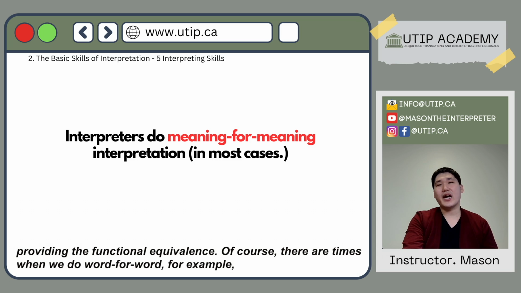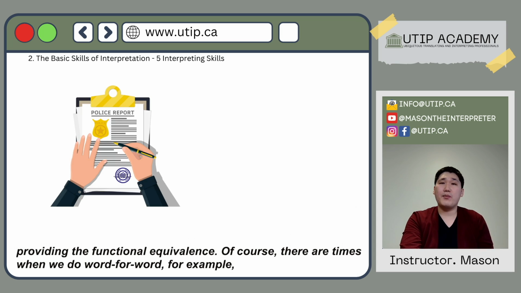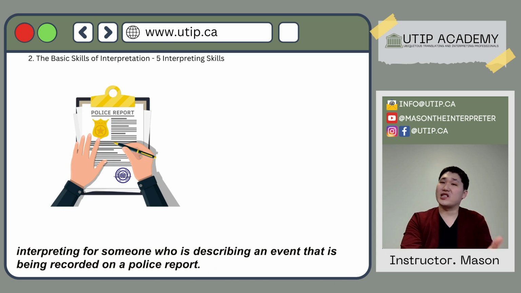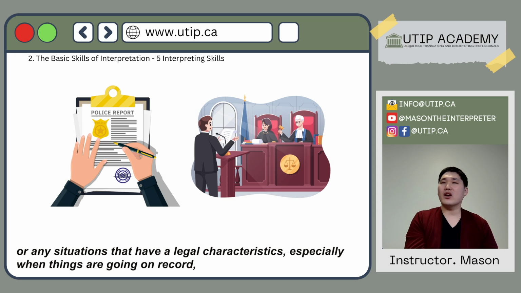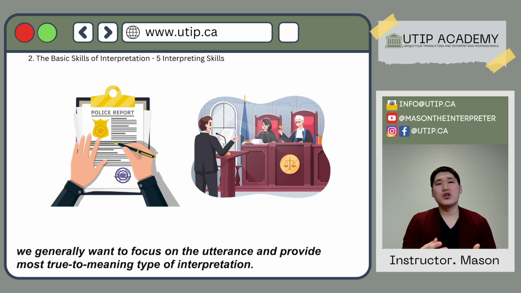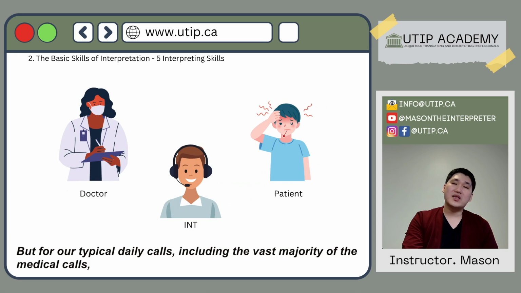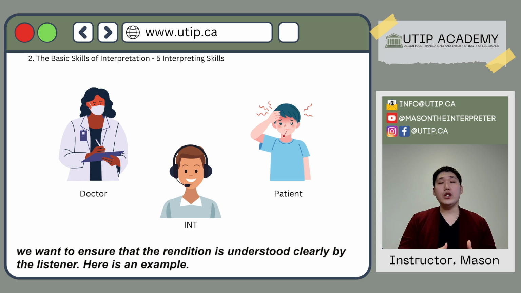Of course, there are times when we do word for word. For example, interpreting for someone who is describing an event that is being recorded on a police report, or any situations that have legal characteristics, especially when things are going on record, we generally want to focus on the utterance and provide the most true to meaning type of interpretation. But for our typical daily calls, including the vast majority of the medical calls, we want to ensure that the rendition is understood clearly by the listener.